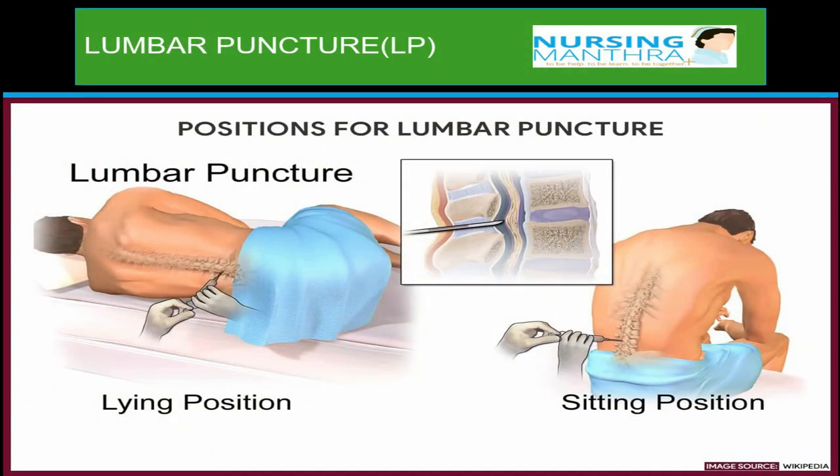Next is lumbar puncture, LP. Lumbar puncture is a procedure often performed to obtain information about the CSF, cerebrospinal fluid. A spinal needle is inserted through the L3-L4 interspace into the lumbar subarachnoid space and CSF is obtained in the lying position or sitting position. The most preferable is the lying position.